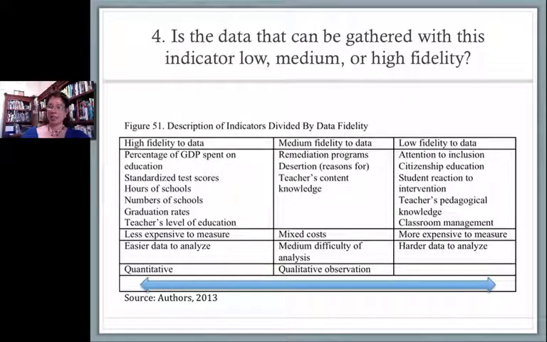What is less tangible and less high fidelity are data related to, for example, the governance of that money, the good use of that money. Has it been well spent? Those things are far more tricky to measure, but they're far more influential in actually determining quality education.